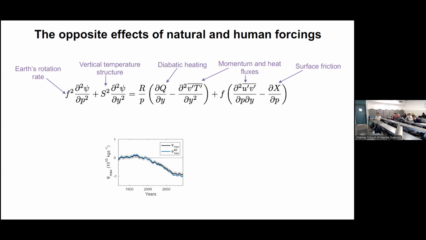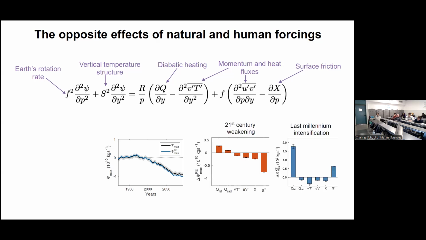Here you see the time evolution, again, of the strength of the circulation over the 20th and 21st century. The black is what you saw before, calculated from the stream function with the meridional velocity, and the blue is the solution for this equation. You can see that it does a really nice job capturing the overall weakening, for example, in recent and coming decades. So it gives us confidence to use this equation and better understand the contribution of each one of these components to this weakening or to the strengthening in past centuries. So we do that. This is the contribution of each one of the components in the equation to the weakening over the 21st century and the intensification in the last millennium.